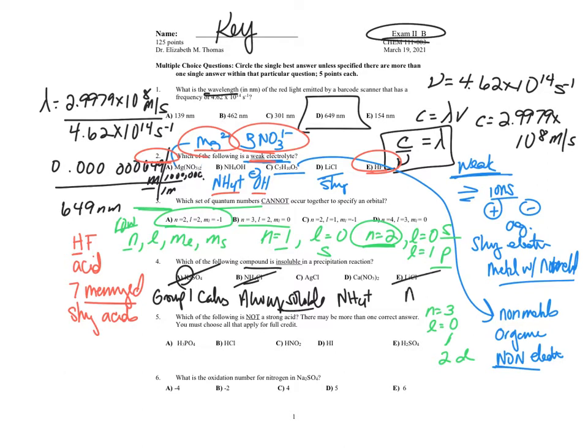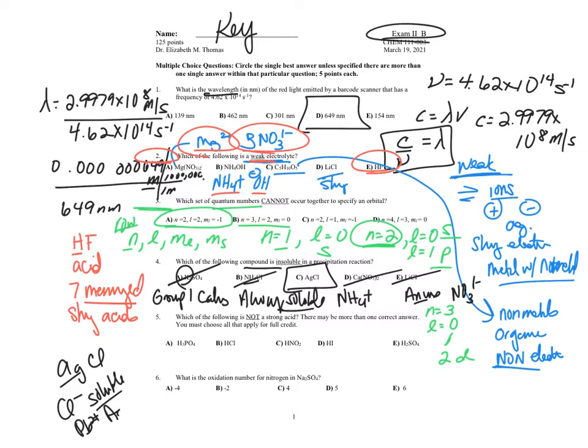Now what about the anions that are always soluble? Remember the nitrate. Nitrate is always soluble. So the only answer here is silver chloride. The chlorides are typically soluble unless they're with silver, remember, or lead, or mercury. Then they are going to be insoluble.